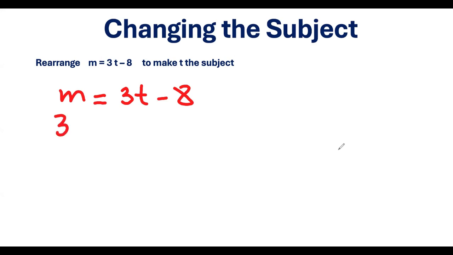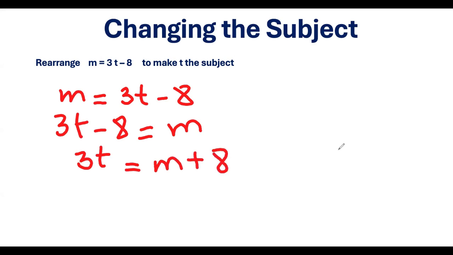So 3t minus 8 will come on the left-hand side and m will go on the right-hand side. Now this 8 you can shift on the right-hand side. So minus 8 will become plus 8. Now this 3 is not required here because you have to make t the subject. So 3 you can shift on the right-hand side. 3t is equal to m plus 8.